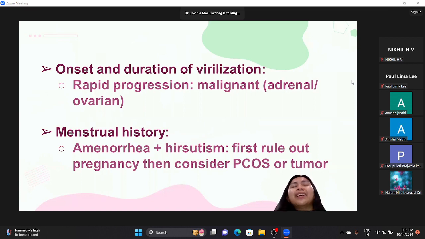Under menstrual history, if the patient has amenorrhea plus hirsutism, what will you rule out first? First, you will rule out pregnancy. Then consider PCOS or tumor. Do not jump to PCOS or tumor already. Amenorrhea and hirsutism is commonly observed in pregnant patients.